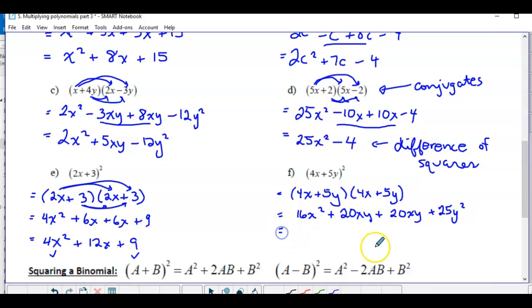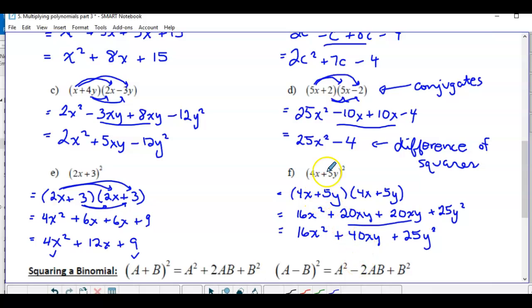Okay, so we are going to collect these like terms here. So this is going to be 16x squared plus 40xy plus 25y squared. And again, if the terms were in alphabetical order to start, and you follow FOIL, it'll end up being in order anyway.